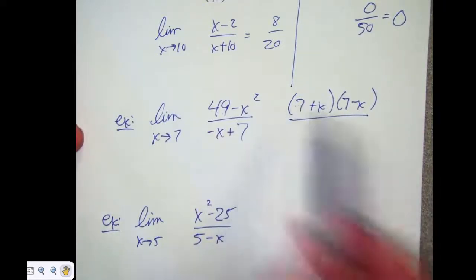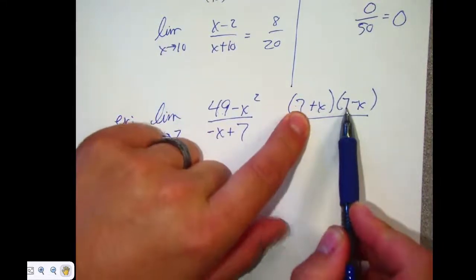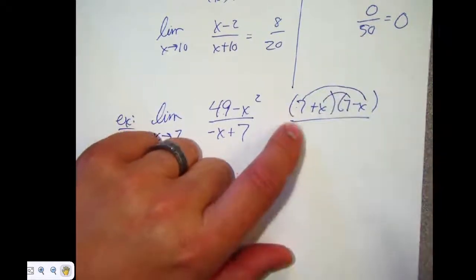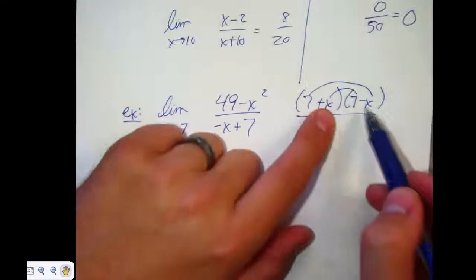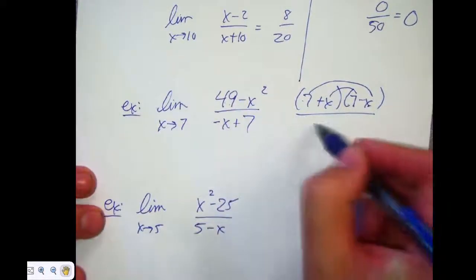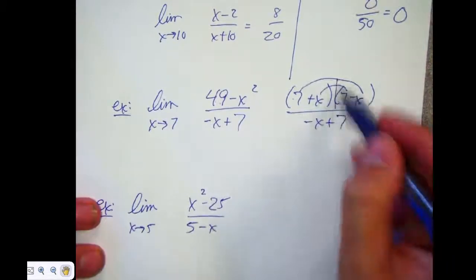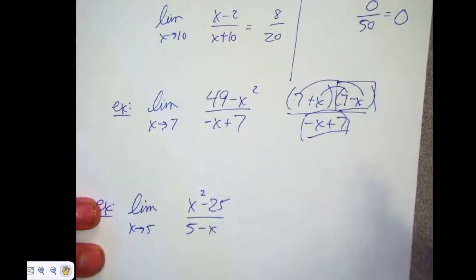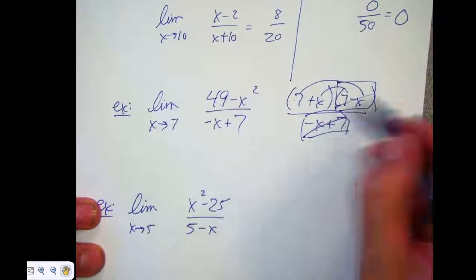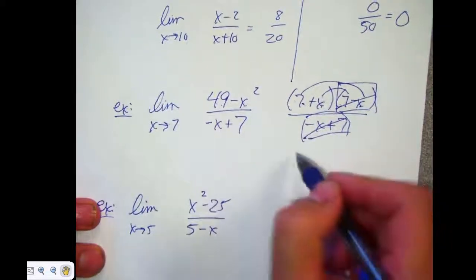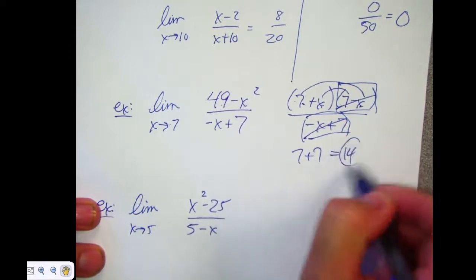But if I FOIL this, what's 7 times 7? 49. What would happen to this part of the FOIL and this part of the FOIL? They cancel, and then x times negative x is negative x squared. And then you got negative x plus 7 down here, so this is also double checking that you realize these are actually the same thing: 7 minus x and negative x plus 7. Those will cancel. 7 plus x, and then 7 plus 7. So your answer will be 14.